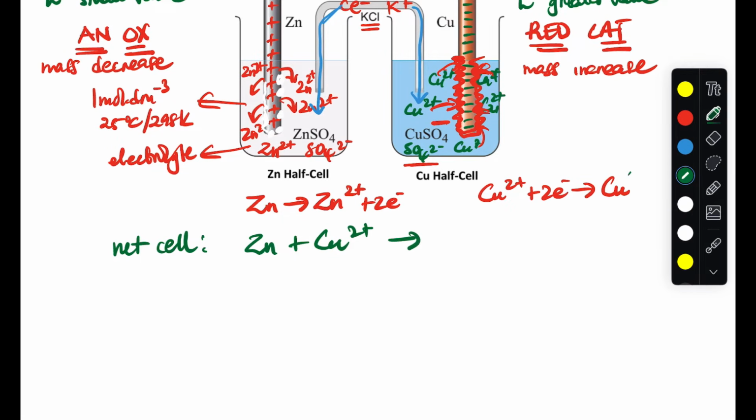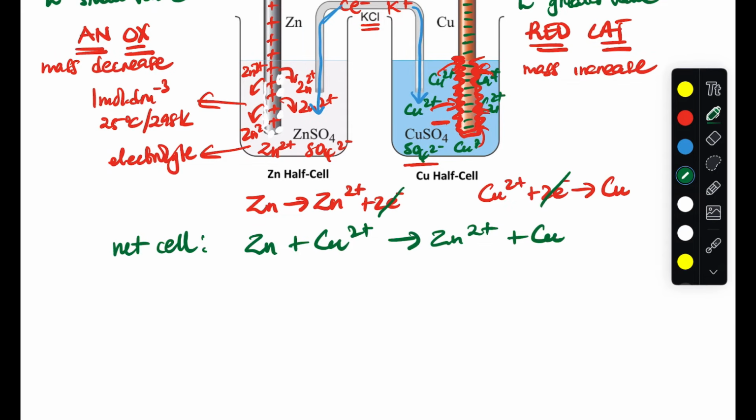And then these two electrons, since they are balanced, this 2 is 2, they will be cancelled. And now we go to the products. The products are Zn2+ plus Cu. There's no need to write states, guys. The aqueous and the solid, you get full marks without that. So guys, I hope that makes sense.